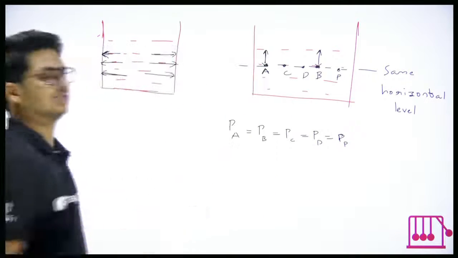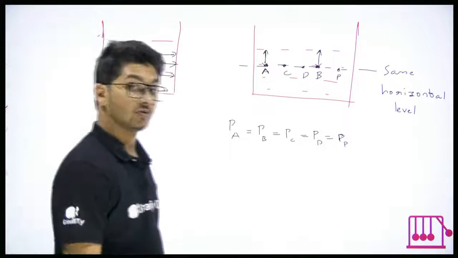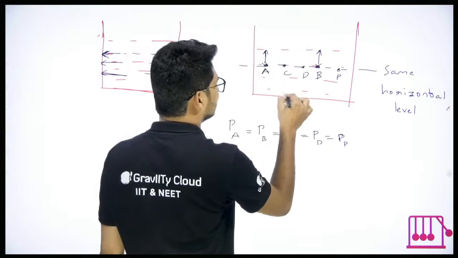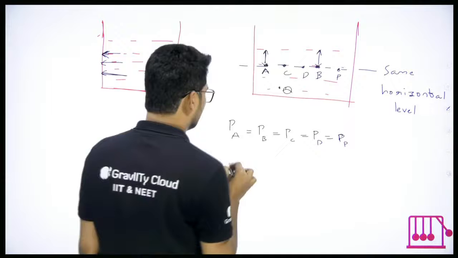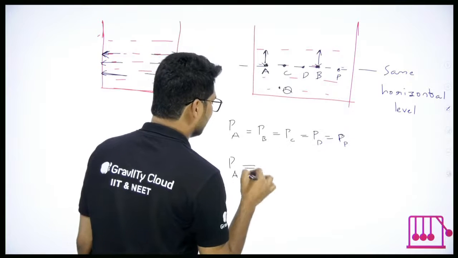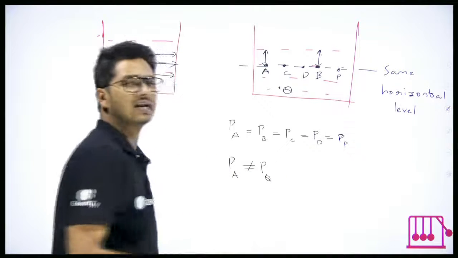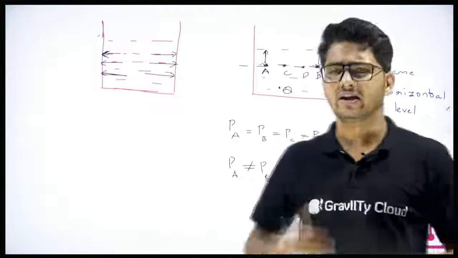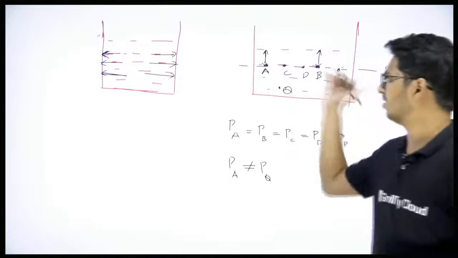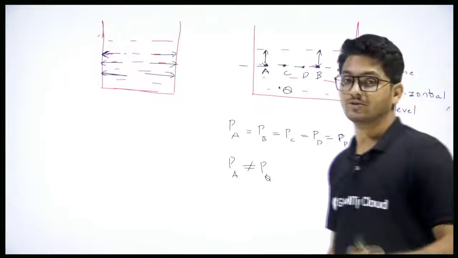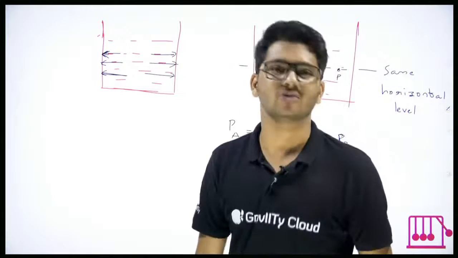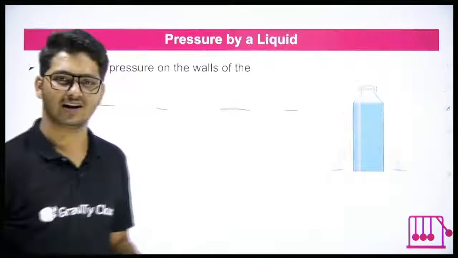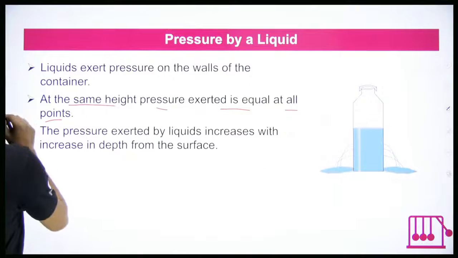Got it? So all the points pressure is equal on the same horizontal level. But if I take another point, let's say here, if I take it as Q, then obviously pressure at A is not equal to pressure at Q. Why is that? Because A and Q are not at the same level. They are different depths. And even horizontally, they are at different levels. So that means at A and at Q, pressure will not be equal. Good. Interesting point, right? So the second one is also done.